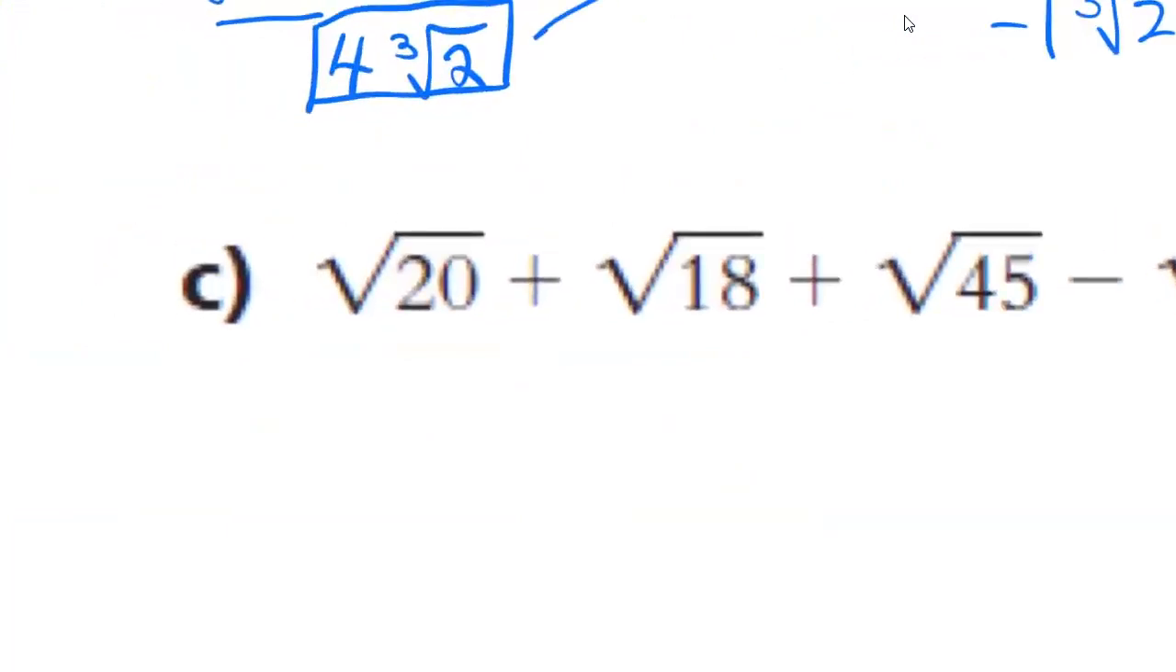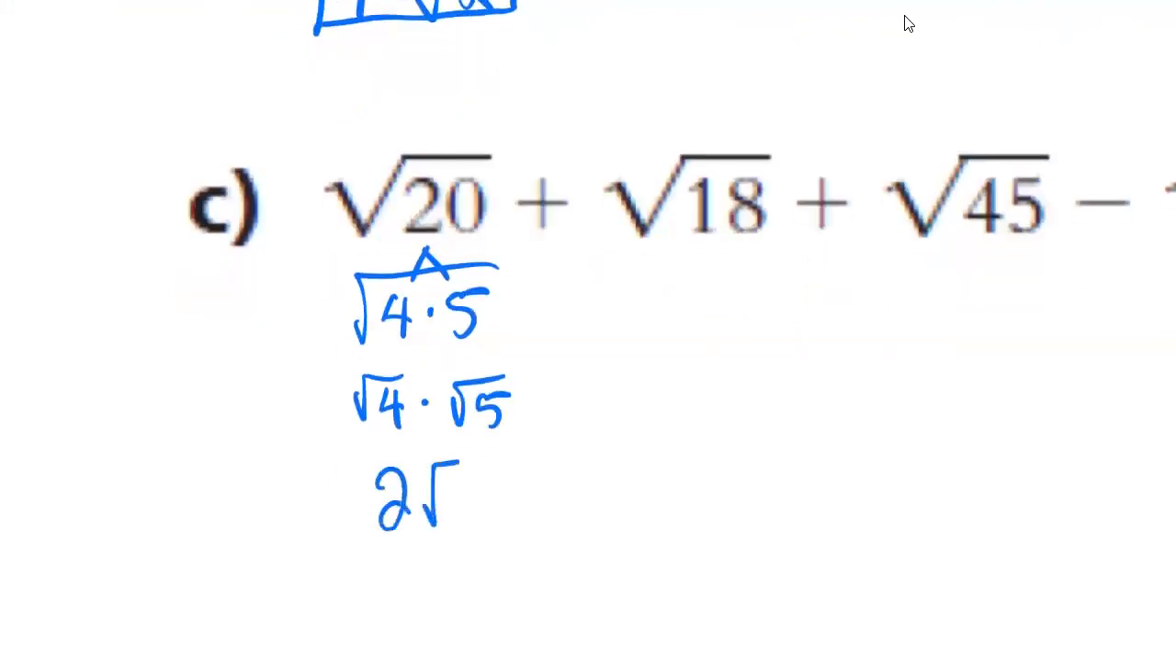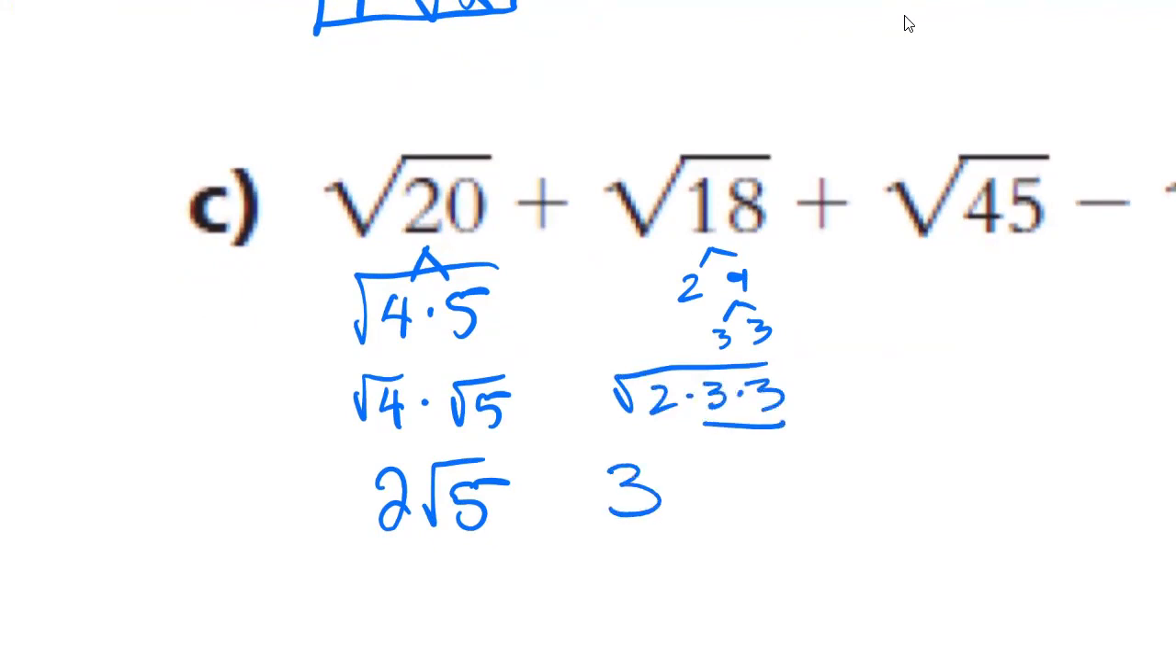square root 20, I can see is 4 times 5. 4 is a perfect root. So the perfect root of 4 times 5, perfect root of 4 is 2. So this is 2 square root 5. 18 is 2 times 9, which is 3 times 3. So this is the square root of 2 times 3 times 3. There's my group of 2. It comes out, 3. I'm left with my root 2.